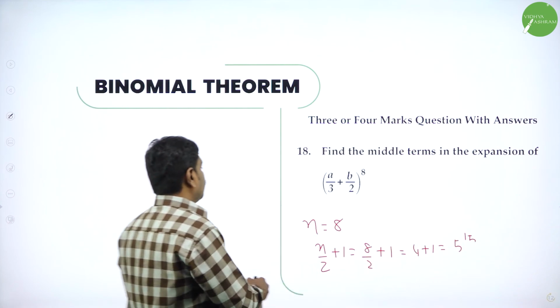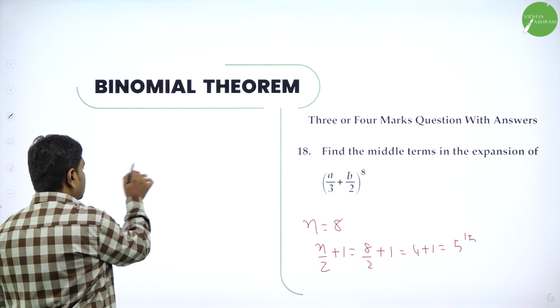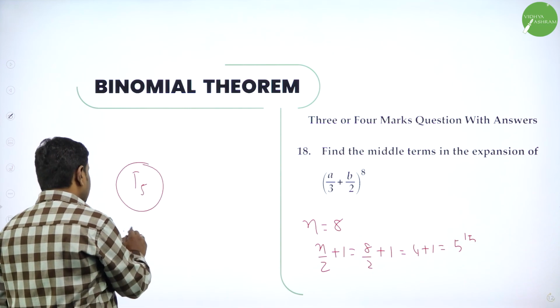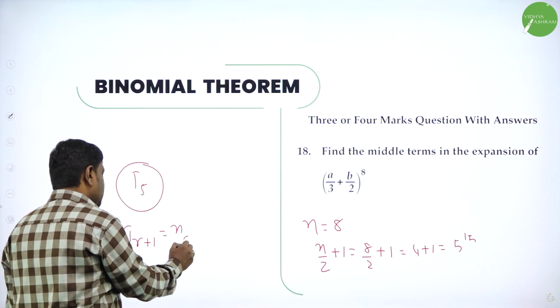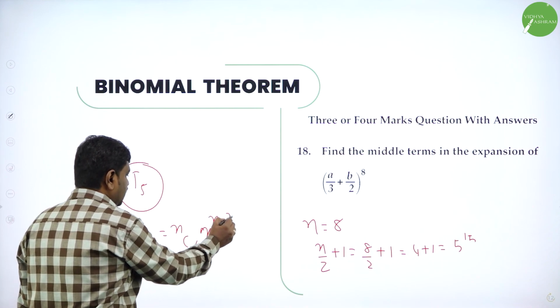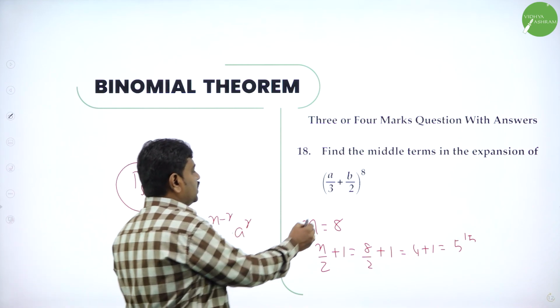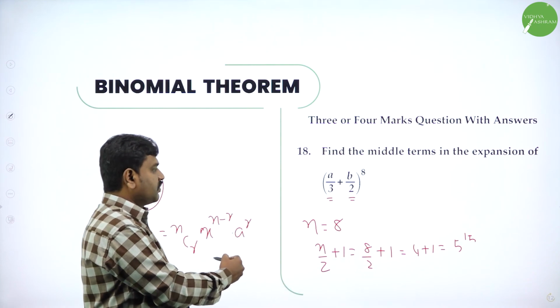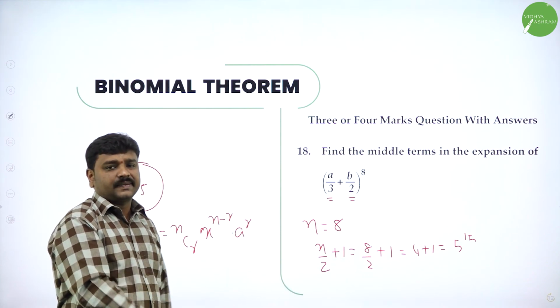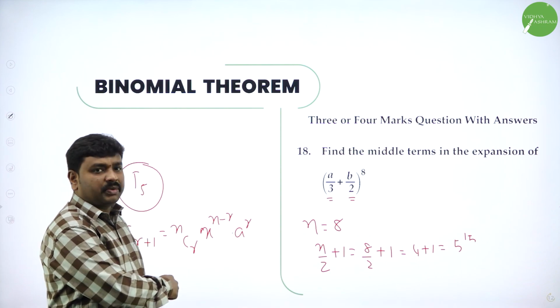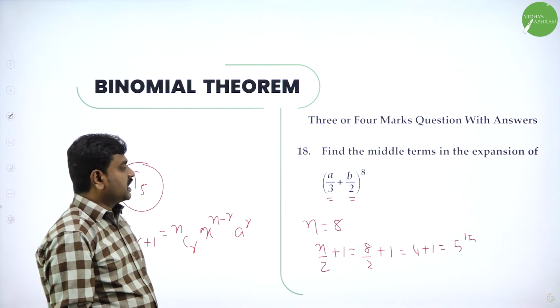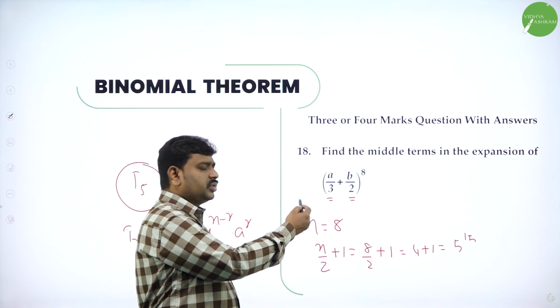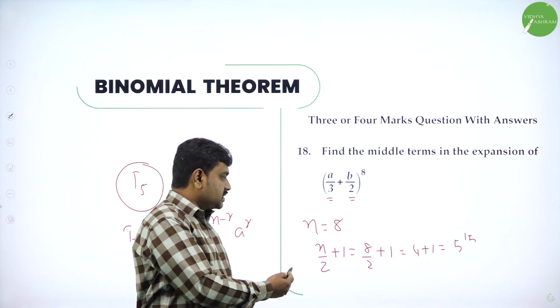And your task is to find what? T5, like what we have done in the last case. How to find T5? Use the formula T(r plus 1) is equal to what? nCr x power n minus r, a power r. Same method, and x means a by 3, a means b by 2. Substitute, use the formula, get the relevant answer. Method you know, refer to the past problem, apply it. That's it. Here x is a by 3, a is b by 2, n is 8, and r is 4.